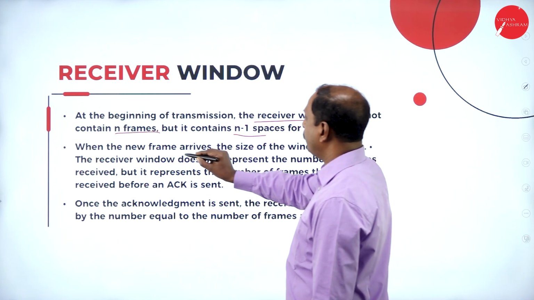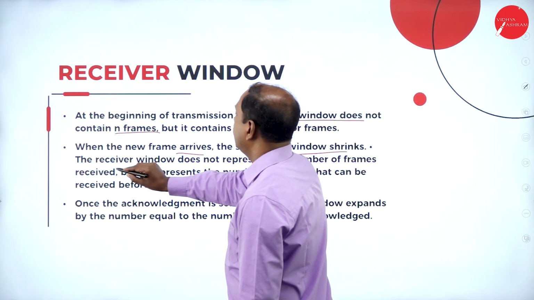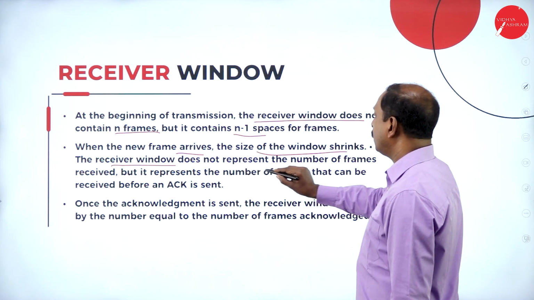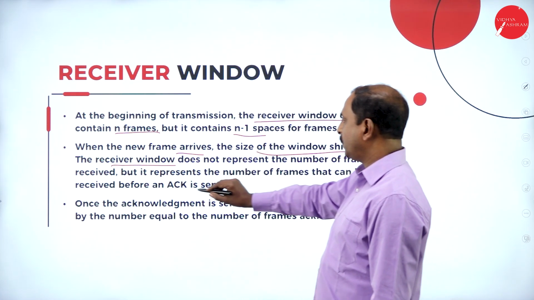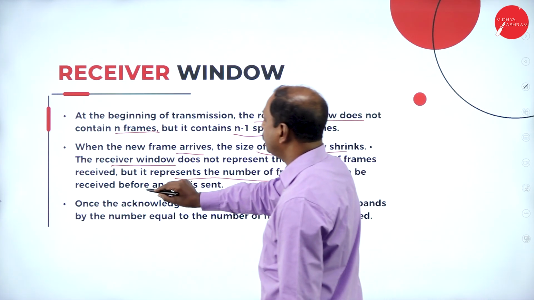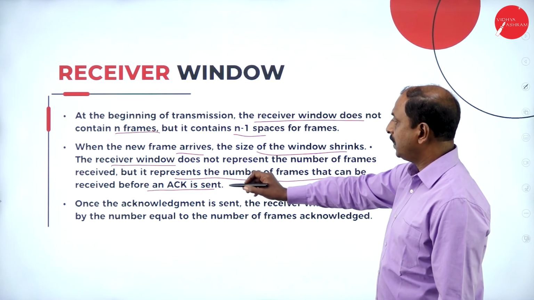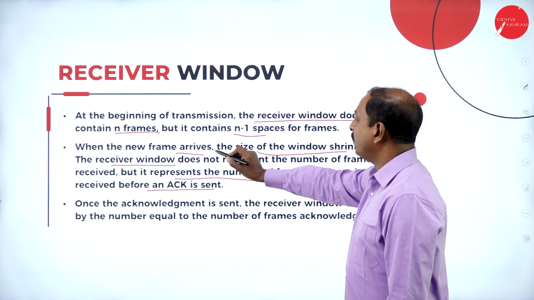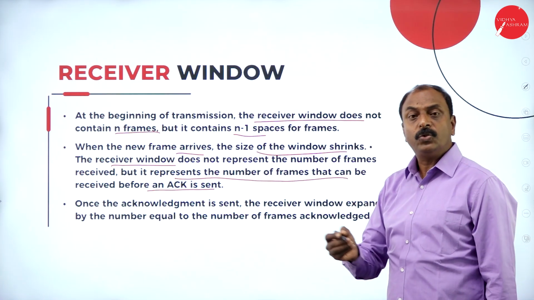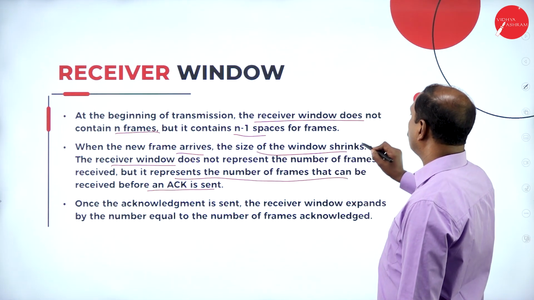When the new frame arrives, the size of the window shrinks. The receiver window does not represent the number of frames received, but it represents the number of frames that can be received before the acknowledgement is sent. So when a new frame is received at the receiver end, the size of the window shrinks.